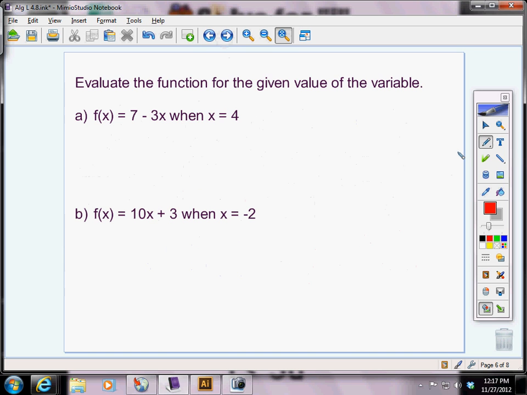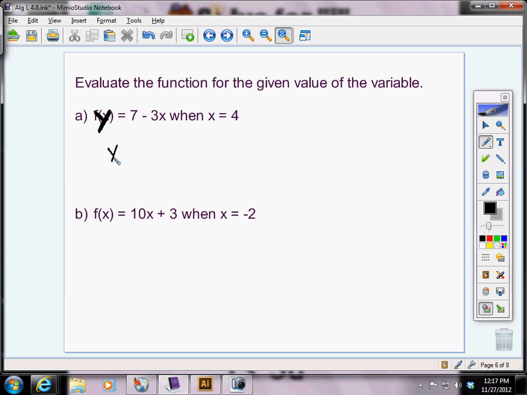It says evaluate the function with the given value of the variable. F of x equals 7 minus 3x with x equals 4. This is the same thing as if I said y equals 7 minus 3x. How would we solve it?